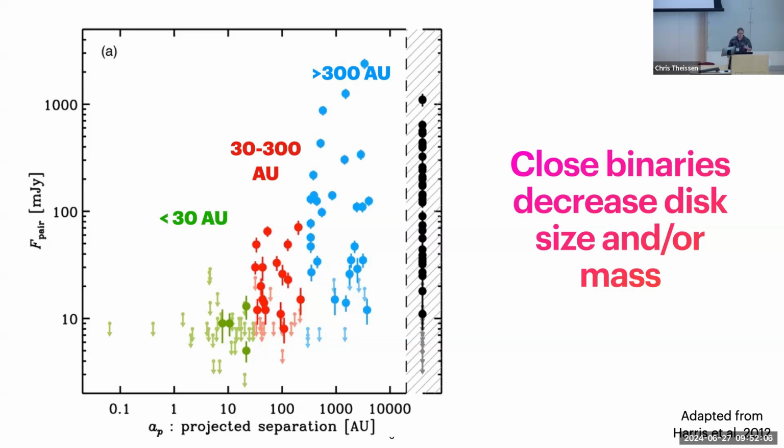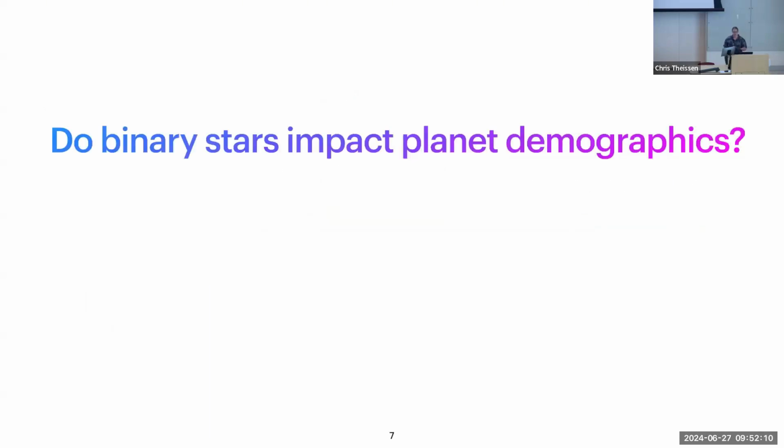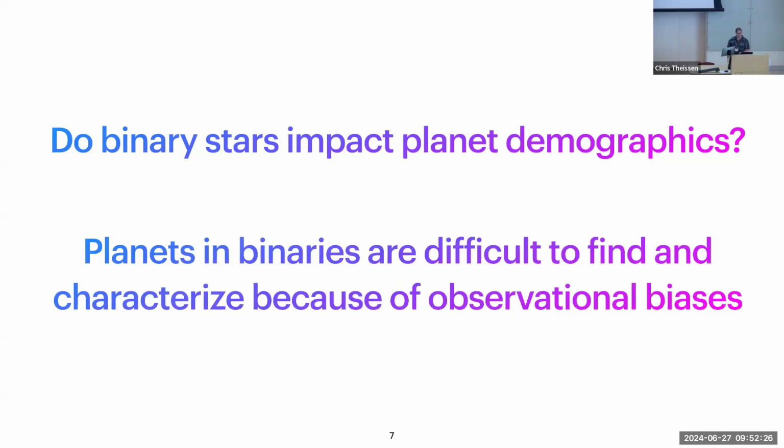So this sort of naturally, to me, leads to this question of if binary stars impact planet formation enough to change the planet demographics that we observe. And there's already been some evidence of this for giant planets, as Clem and Daniela's work has started to show, but we're curious about the LOMAS, small planets.